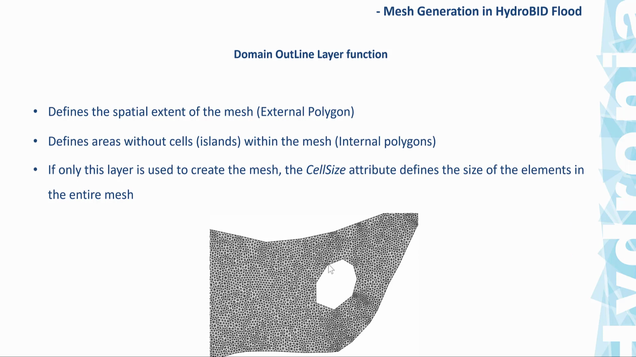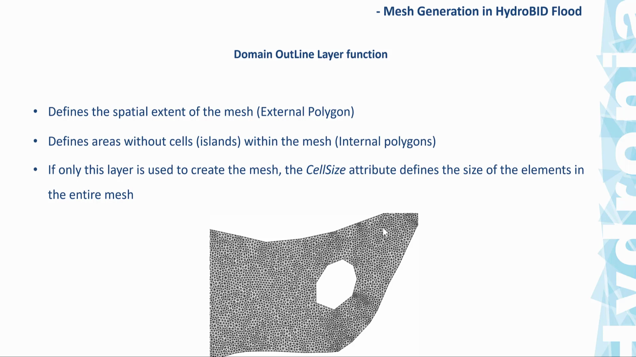Now each of these polygons has a cell size attribute. So that means that you can, for instance, as we have seen in other presentations, have, let's say, a 50-meter cell size defined for the external polygon and a 25-meter cell size defined for the internal polygon. And in that way, we can have a refinement around the internal polygons. It's not the case of this one because, as you can see, it's more or less uniform.